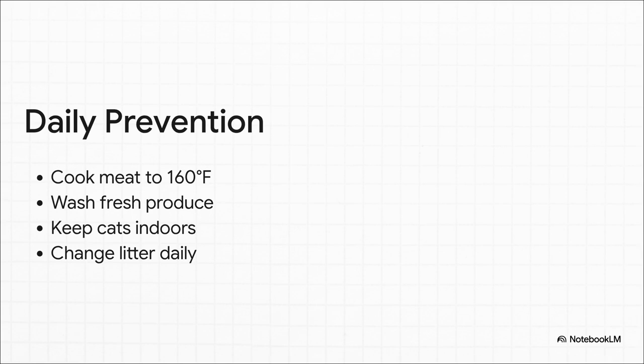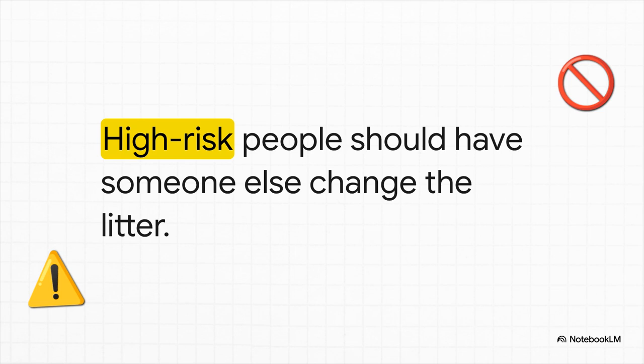Remember that 24-hour biological timer we talked about earlier? If you change the litter daily, you are literally throwing out the oocysts before they even have a chance to become infectious to you. And there is one totally non-negotiable rule we have to mention. High-risk individuals should absolutely have someone else change the cat litter. No exceptions. It's just such an easy, vital step to protect pregnant women and immunocompromised folks from accidental exposure.